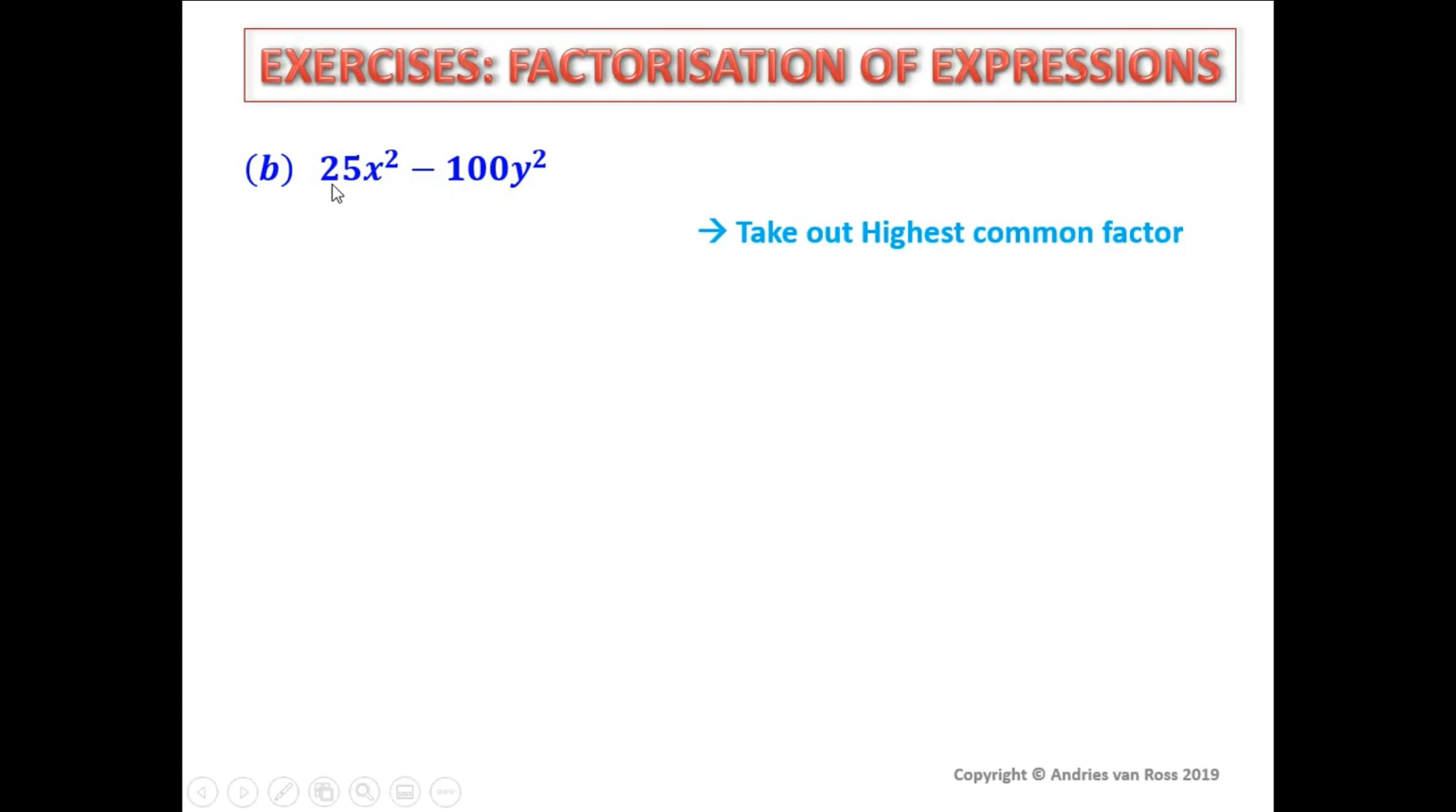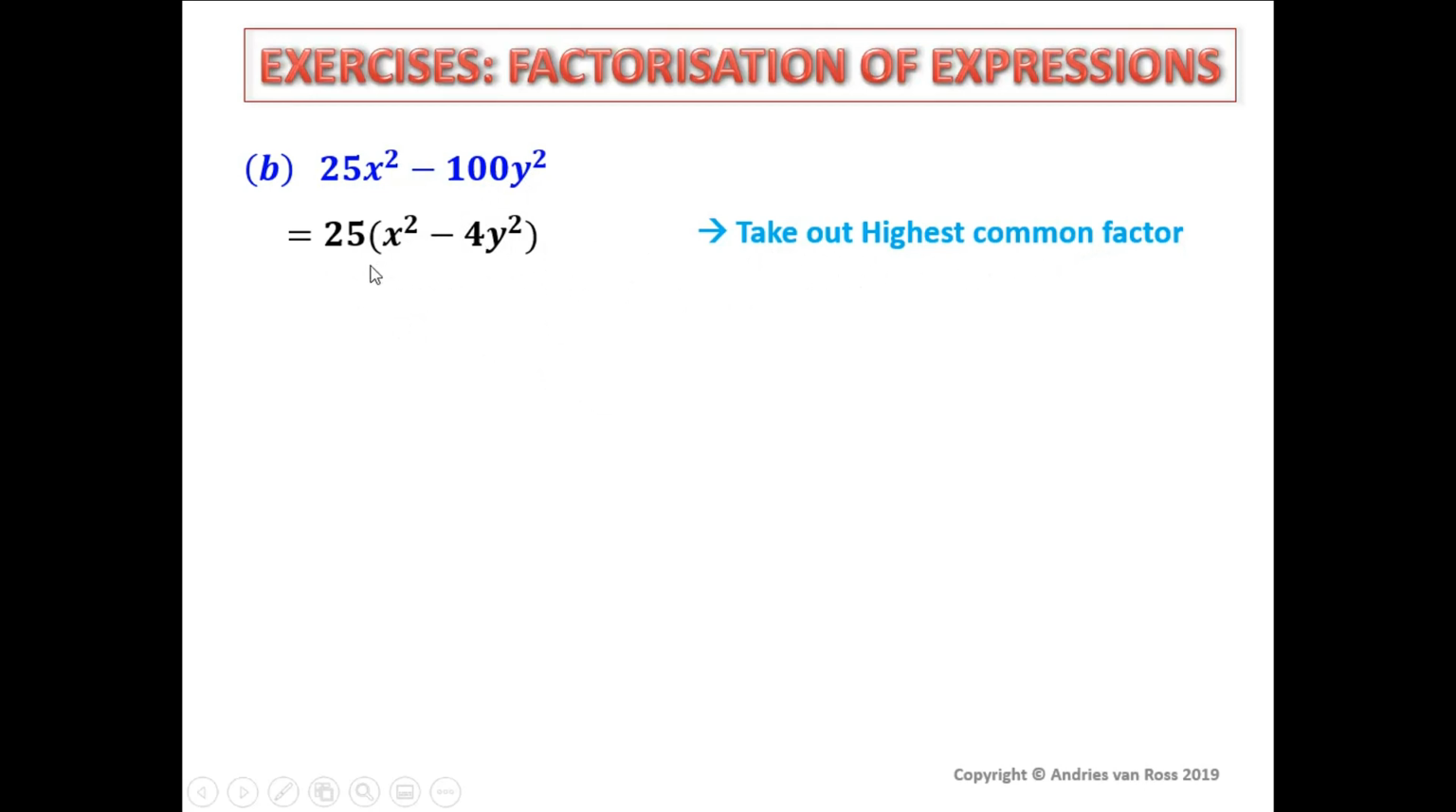So we see here we've got the numbers 25 and 100. So we know now, yes, we have a common factor, which is 25 from the numbers. So we can take that out as a common factor. So what will be left when we take out the common factor? From the first term, we've got x squared left. And from the second term, 25 goes into 100 4 times, and so it's 4y squared. Now we have taken out a common factor.